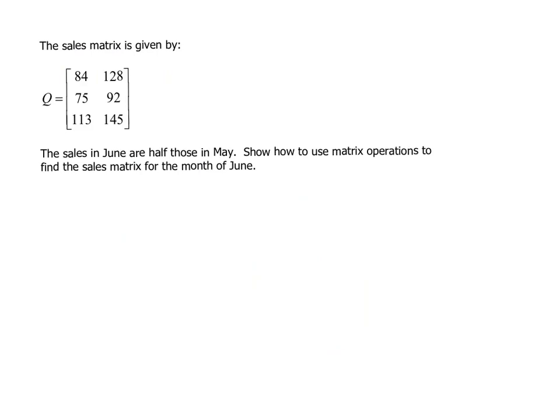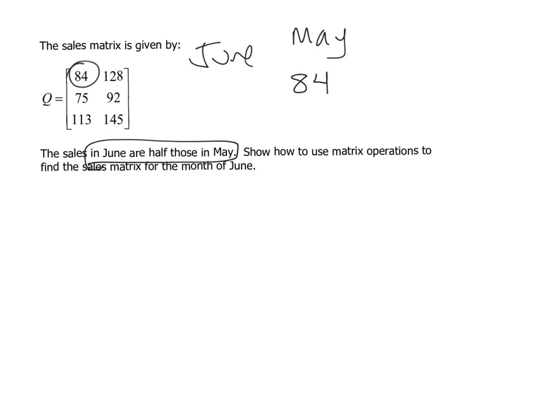In this last question, it says the sales in June are half of those in May. So June must have been a bad month. Let's think about what this would mean. If its sales are half of those in May, we're not talking about revenue, we're talking about sales. So we're talking about number of haircuts here. If we started out with 84, let's look at this number here, regular haircuts at the Edmonds store, and this was our May number, our June number is going to be half of that.